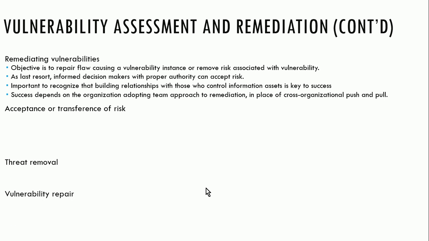So remediation of vulnerabilities, the objective is to repair the flaw or fix the flaw. If we can't fix it, our last resort is to make sure that whoever has the proper authority can accept the risk. We can say, okay, we don't have a way to fix this vulnerability, so let's just accept the risk. I'll give you an example. Let's say you've got a database server that has a known vulnerability. Maybe it's not on the latest patch version, or maybe it's an older version of that software, and you know that it's vulnerable to some kind of an attack.